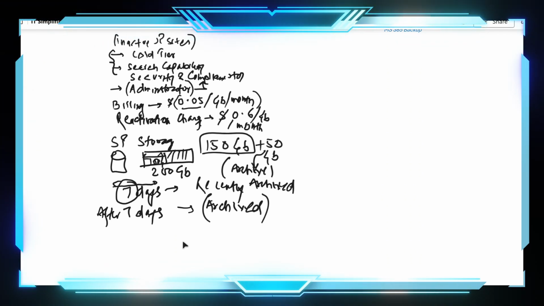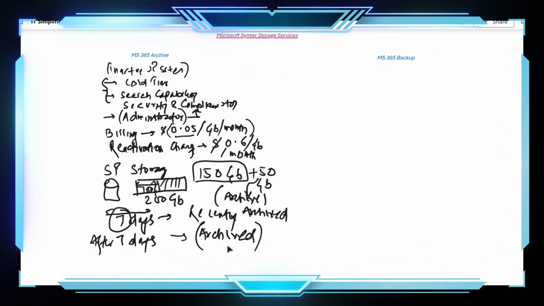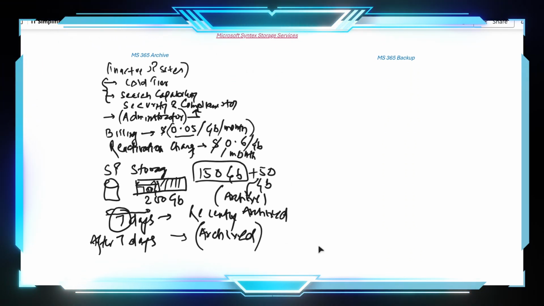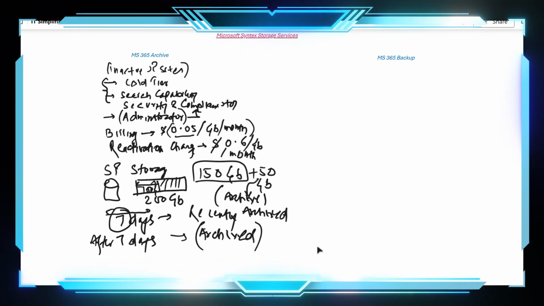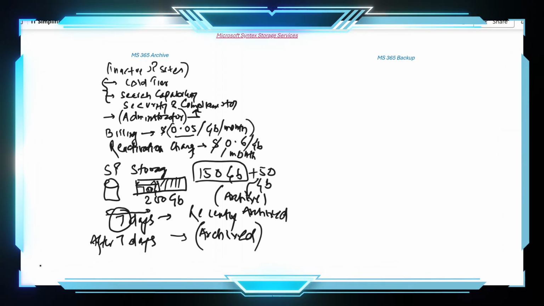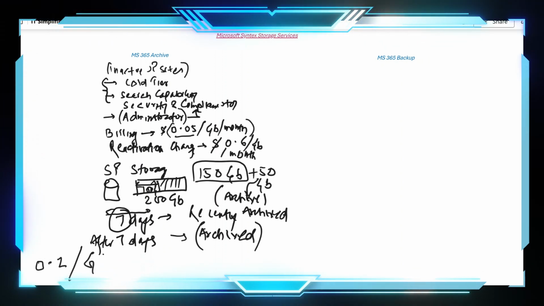Now, this is what the cost is going to come from under Microsoft 365 archiving. And as I mentioned, if you compare it to the cost of regular SharePoint storage, if I'm not mistaken, it is close to 0.2 per GB per month.